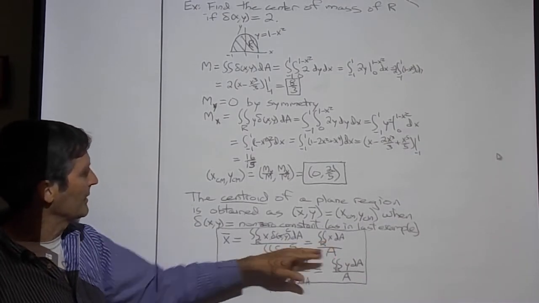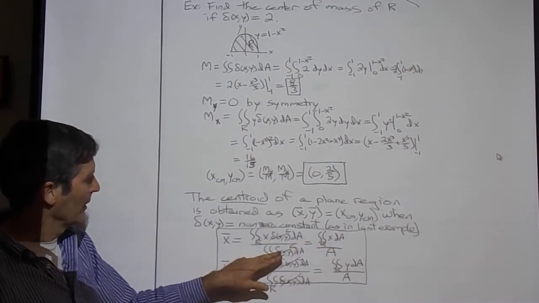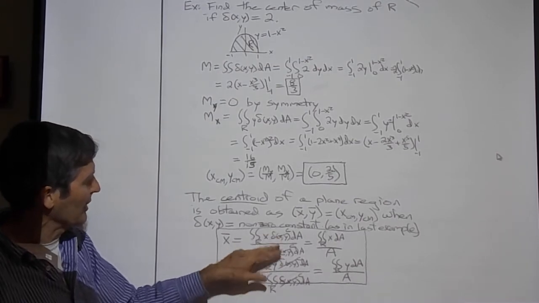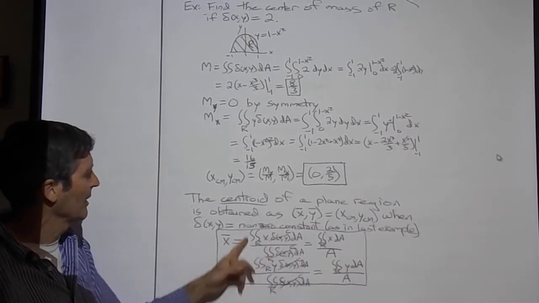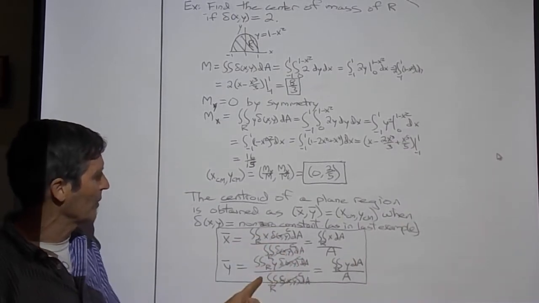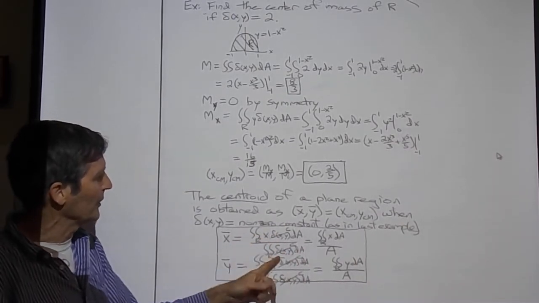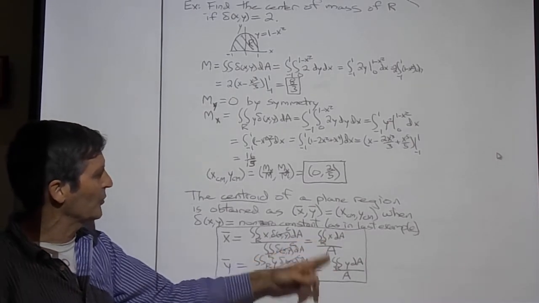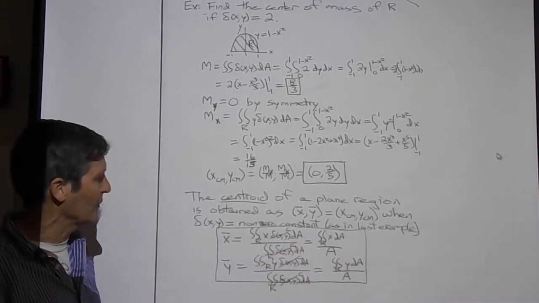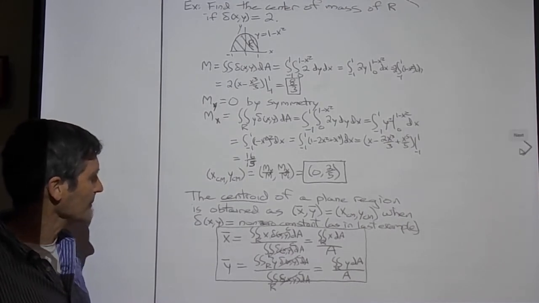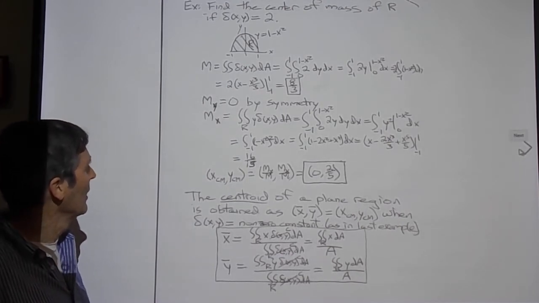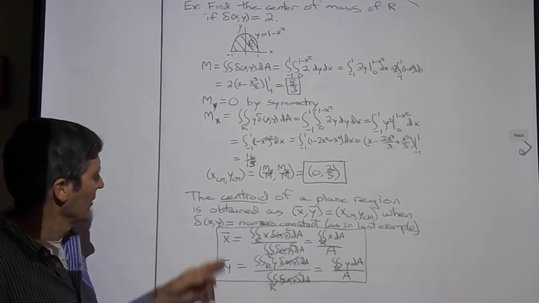which is in fact what you get by taking the center of mass formula and replacing delta with 1. So center of mass formula is this for the x coordinate, this for the y coordinate. If you put delta equals 1, you get the position of the centroid, which is the center of mass for any constant density object. Let's do a calculation with that to find the centroid.